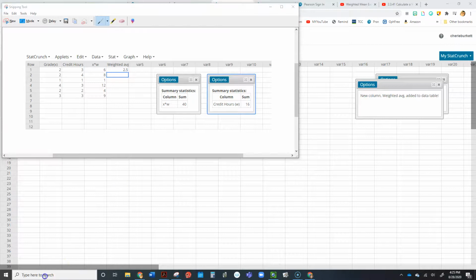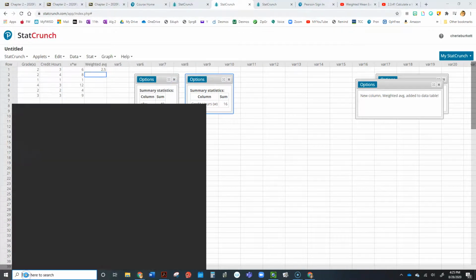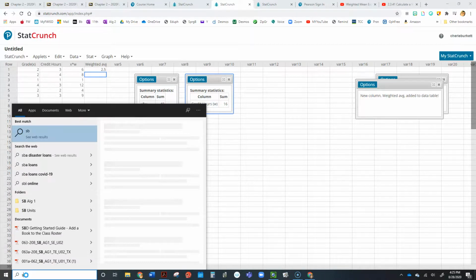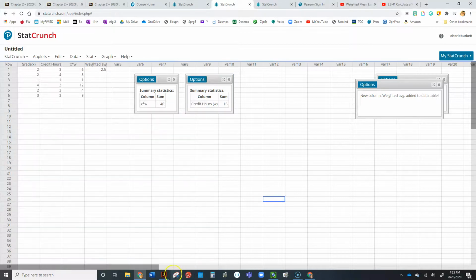If you don't have it, then just go down here to your search bar and type in snipping tool. Now, if you're working with a Mac, I can't help you. I mean, I know that there's a way to do it too. I just don't work on Mac, so I don't know. So type in snipping tool, and then I pinned it to my taskbar so that it's always right there because I use this on a daily basis. I mean, like 25 times a day I use that.